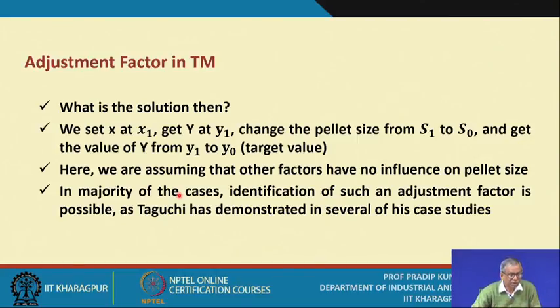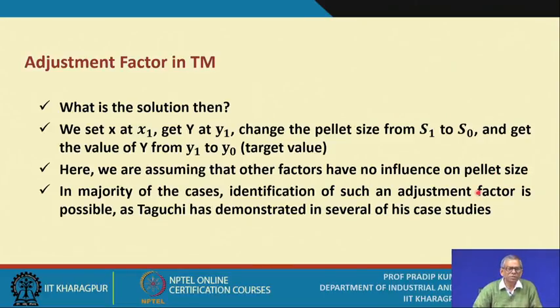So we set x at x1, get y at y1, change the pellet size from S1 to S0, and get the value of y from y1 to y0. Okay. So I repeat, we set x at x1, get y at y1, change the pellet size from S1 to S0, and get the value of y from y1 to y0. So we are getting the target value. Here we are assuming that other factors have no influence on pellet size.